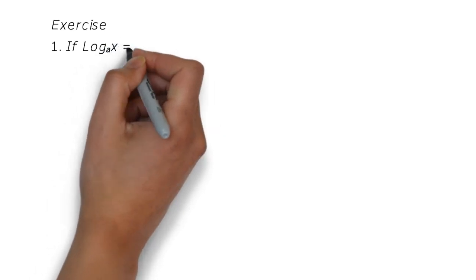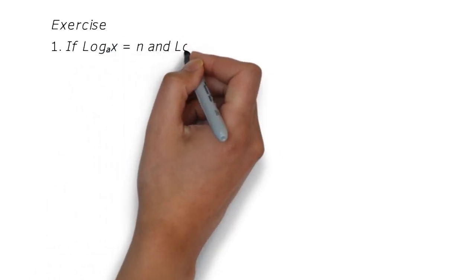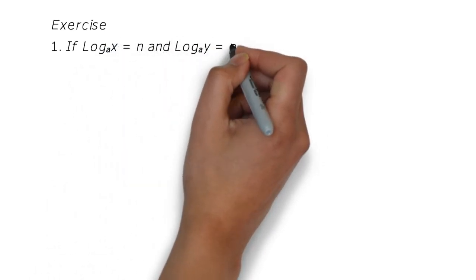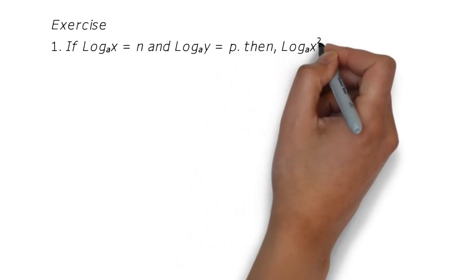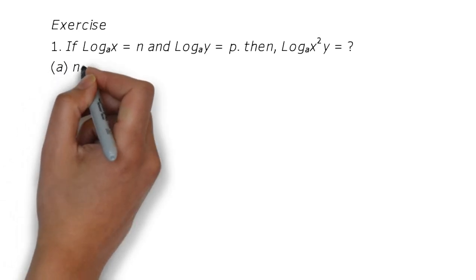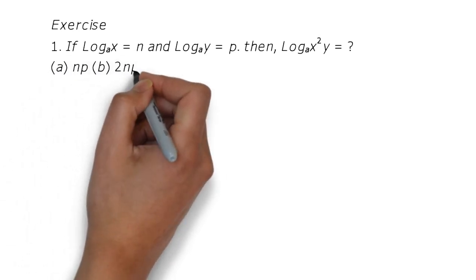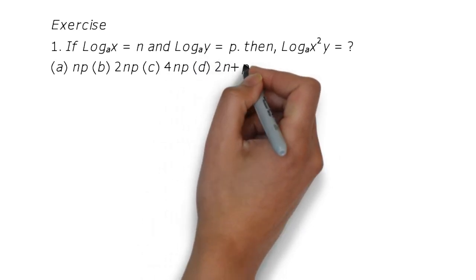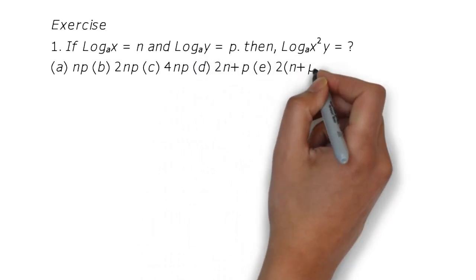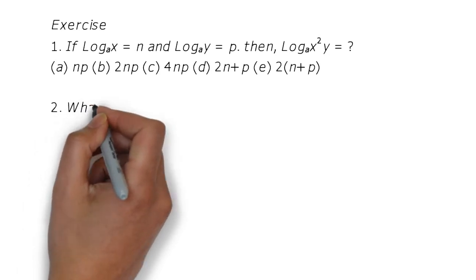Number 1. This is similar to one of the questions we have looked at. If log x to base a equals n and log y to base a equals p, evaluate the value of log x squared y to base a. Is it a np, b 2np, c 4np, d 2n plus p, or e 2 bracket n plus p?